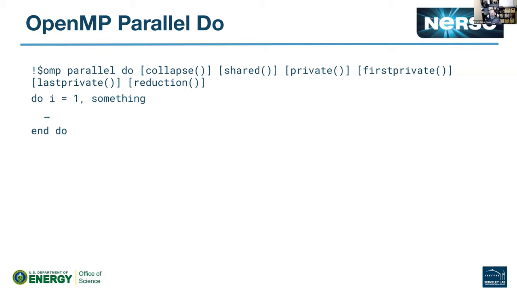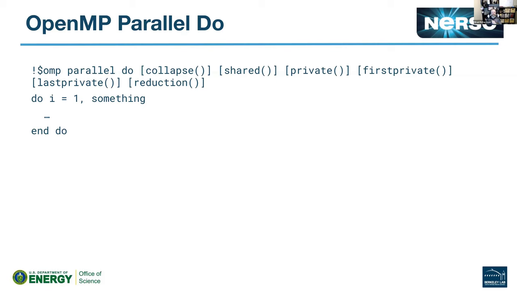Shared has a very similar meaning to the shared clause for do concurrent. I think there's a couple of nuances that are subtly different, but for the most part, it's pretty similar. Private is like the local clause in do concurrent, meaning every iteration is going to have its own copy of this variable. Firstprivate is like local_init, where every iteration is going to get its own copy that starts with the value that it had before we entered this section of the code, this parallel block.